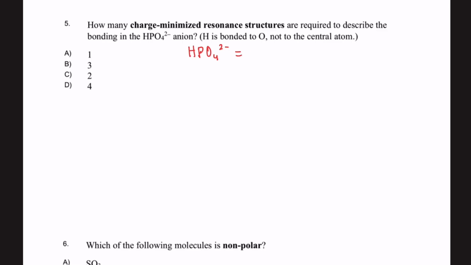So hydrogen will be 1. Phosphorus will be 5. We have 4 oxygens, each with 6, and we're going to add 2 for the 2- charge. And this will be 32. So now we know P goes in the middle. I'm going to connect it with the 4 oxygens, and we have an H, and we're told that H is bonded to an O. So I'm just going to bond it to this one.